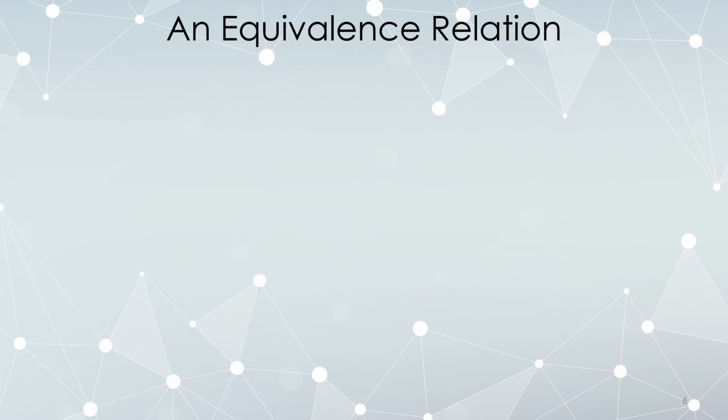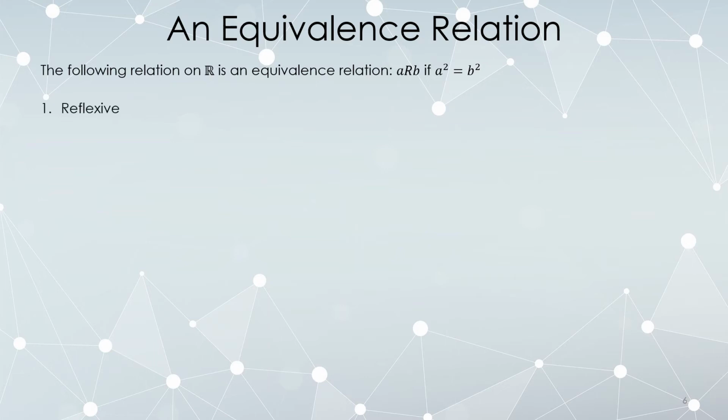So having discussed a few things that are not equivalence relations, let's talk about something that is. Another relation on R, A is related to B if A squared equals B squared. Is this reflexive? So pick any real number. A squared certainly equals A squared, so yes, A is related to itself. If I put the same number on the left and right, this is true. So it is a reflexive relation.